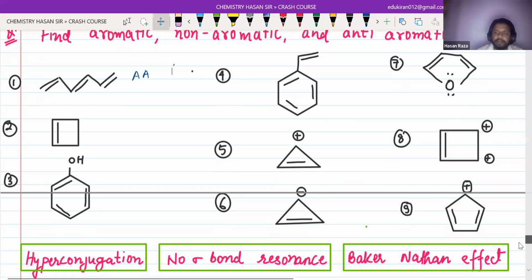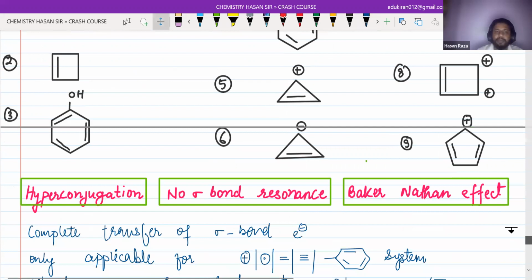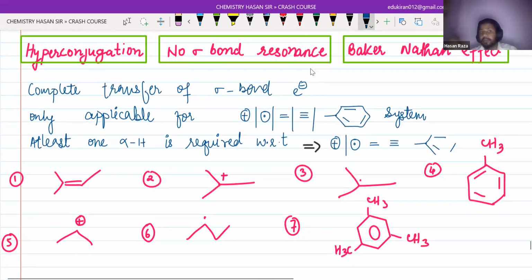Now see, there is hyperconjugation, which has another name, no sigma bond resonance. What's its name? No sigma bond resonance or Baker-Nathan effect. It has three names. The first one is hyperconjugation, another one is no sigma bond resonance, and then Baker-Nathan effect.